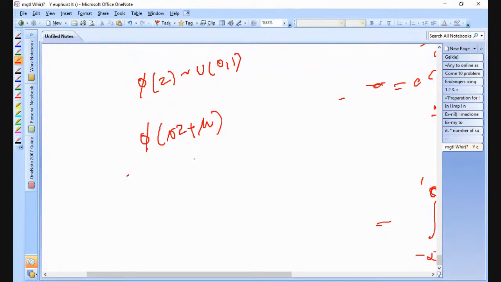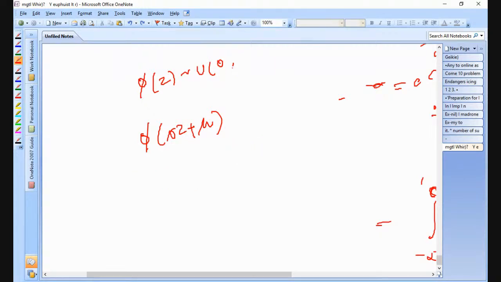So when we try to understand phi of sigma z plus mu, what does it follow? Sigma z plus mu follows uniform, mu comma, sorry, it follows mu, sigma, comma, mu plus sigma. So you cannot use phi over this. It's only on this, I'm so sorry.